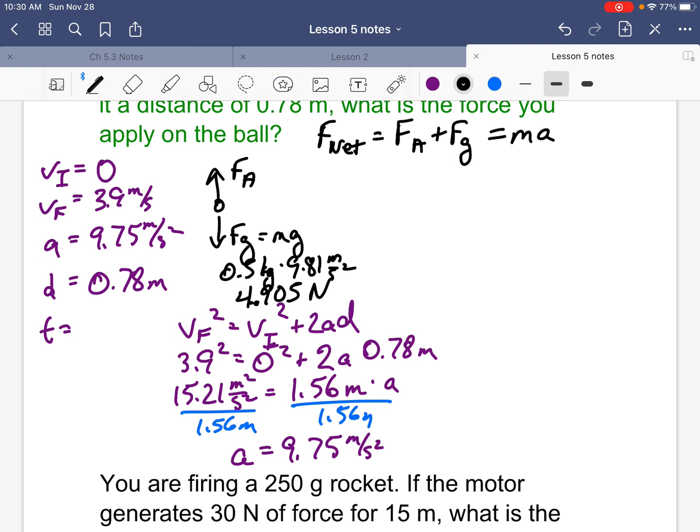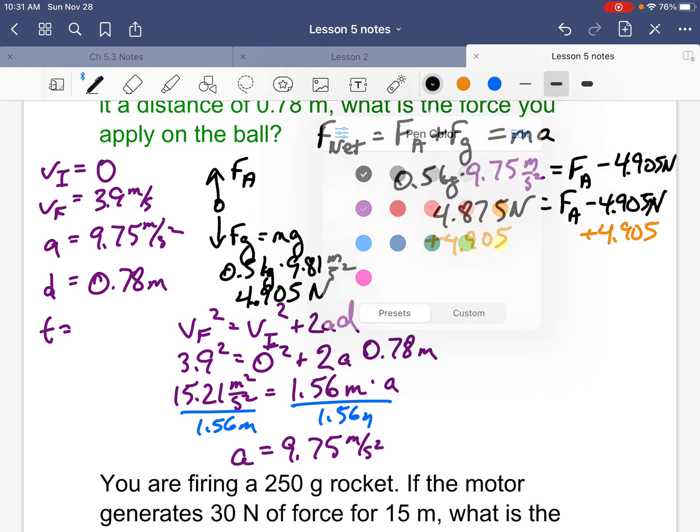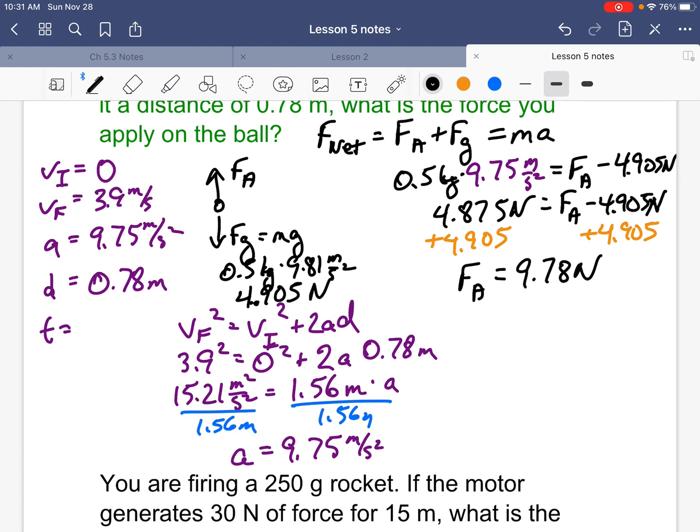So net force, force applied plus force of gravity. So mass times acceleration, 0.5 kilograms times 9.75 meters per second squared, equals force applied minus force of gravity, 4.905 newtons. That is 4.875 newtons equals force applied minus 4.905 newtons. I add 4.905 newtons to both sides. Force applied is 9.78 newtons.